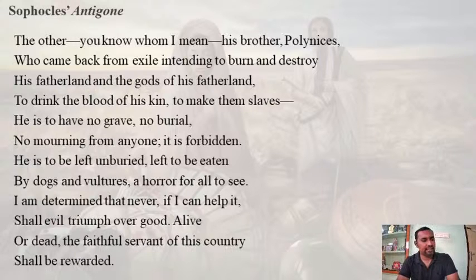And finally he says, alive or dead, the faithful servant of his country shall be rewarded. So if anyone goes against this order, against this proclamation, and if someone captures that person, that person will be rewarded.